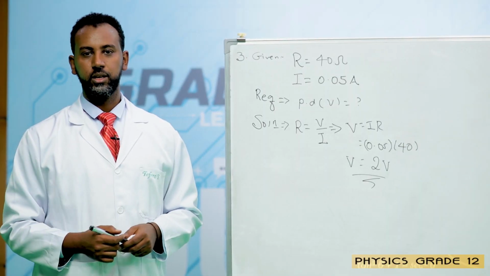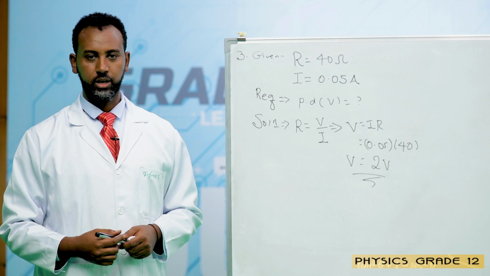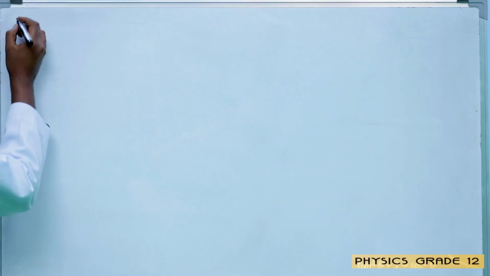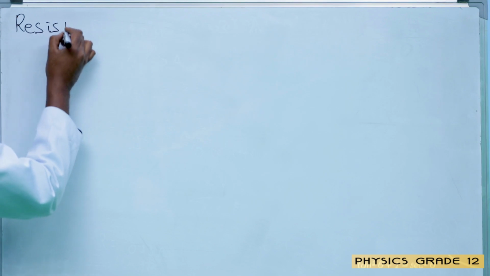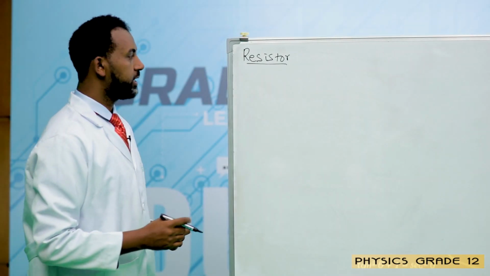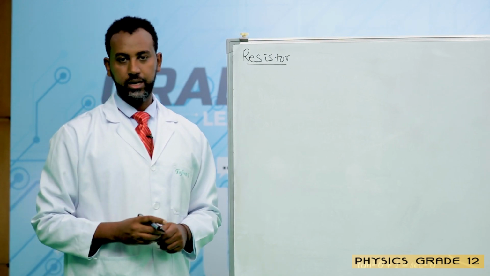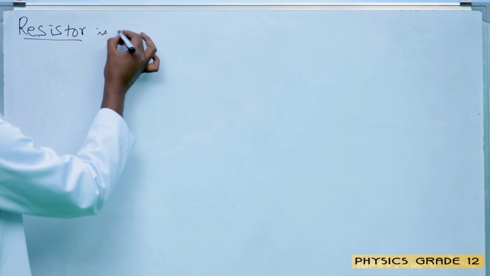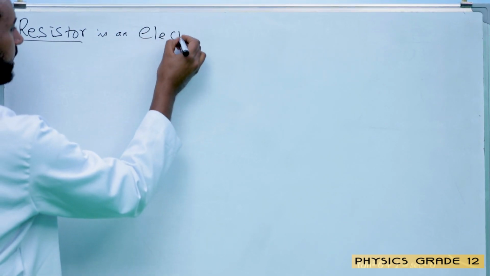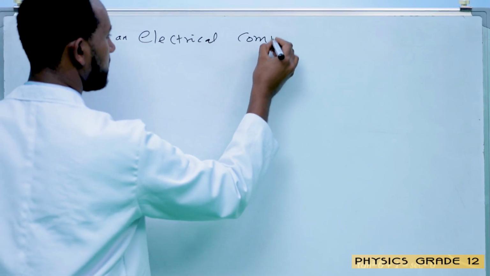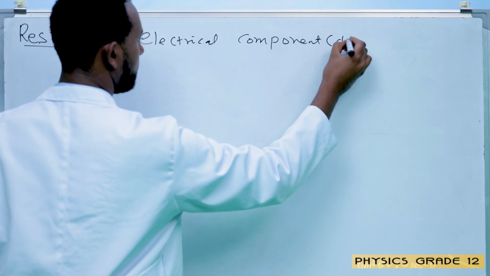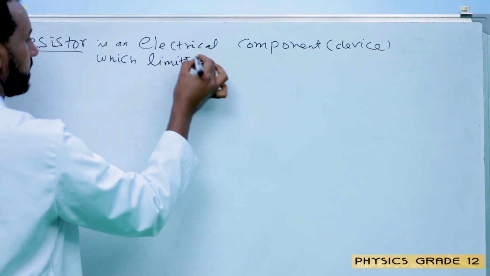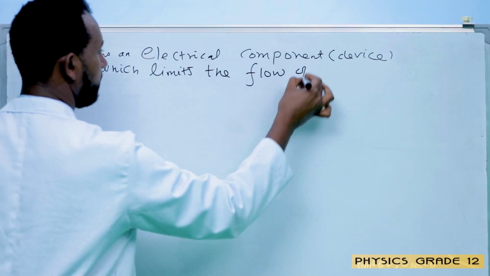Then next time, we'll try to see about resistance and networking of resistors. What is a resistor? Students, can you answer this? A resistor is an electrical component. It's a very basic electrical device or component which limits the flow of electric current.